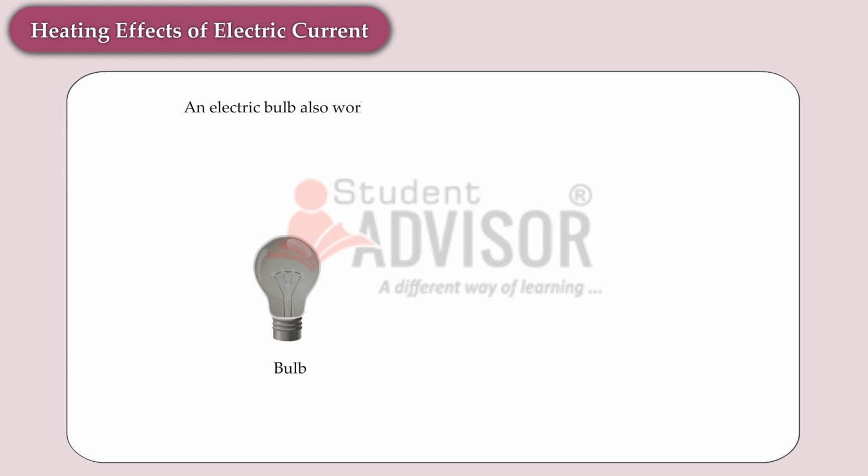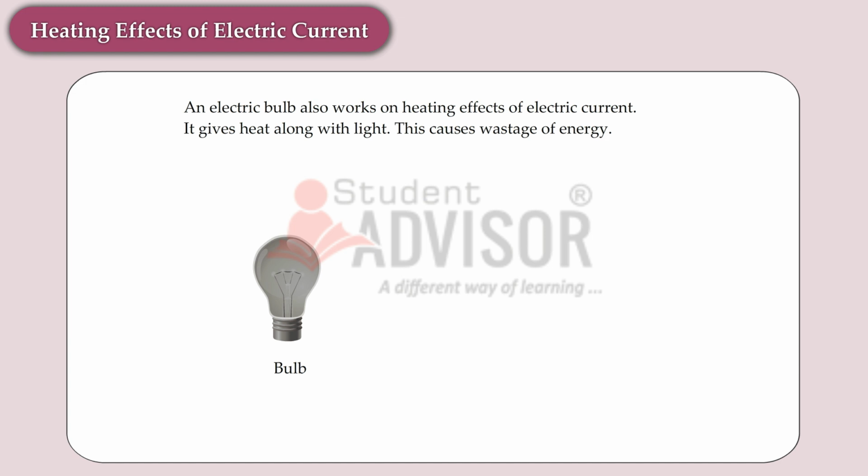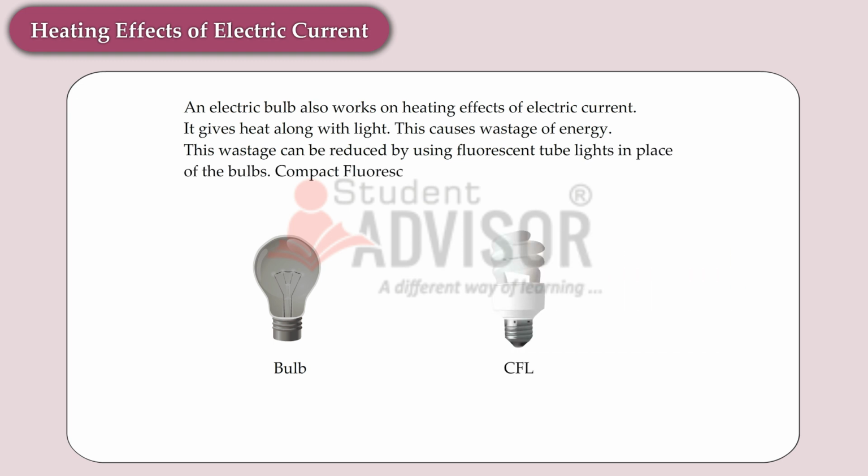An electric bulb also works on heating effects of electric current. It gives heat along with light. This causes wastage of energy. This wastage can be reduced by using fluorescent tube lights in place of the bulbs. Compact fluorescent lamps, CFLs, are used.